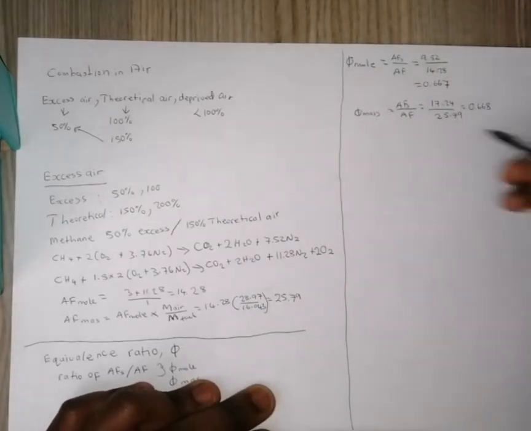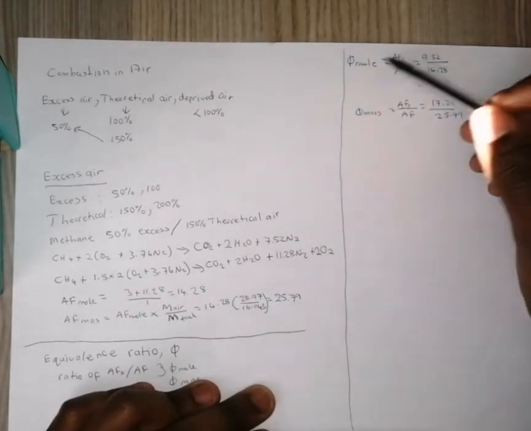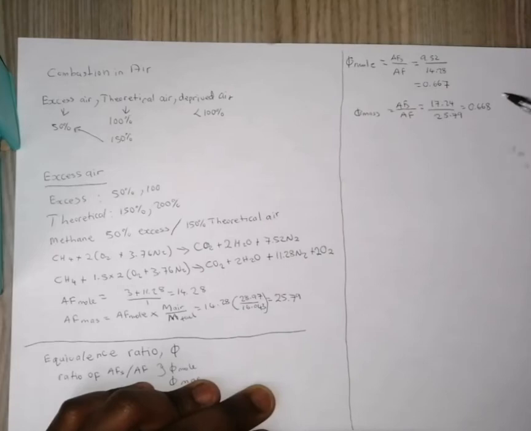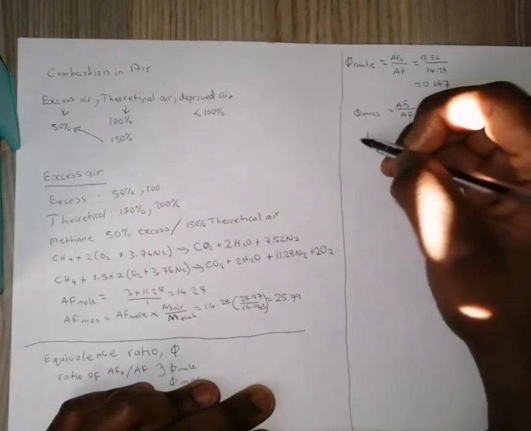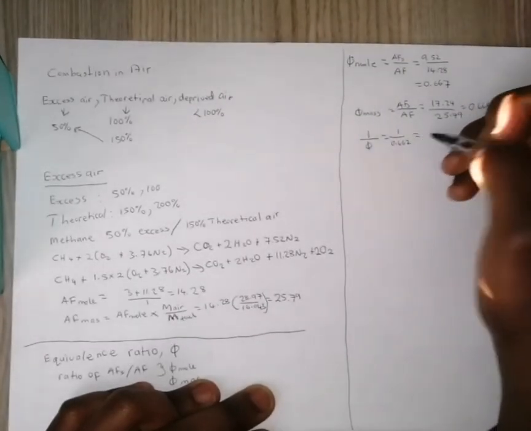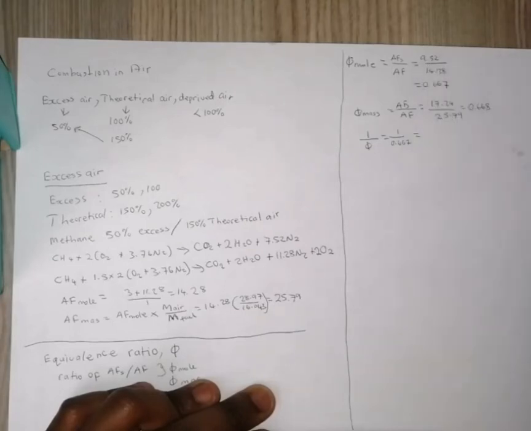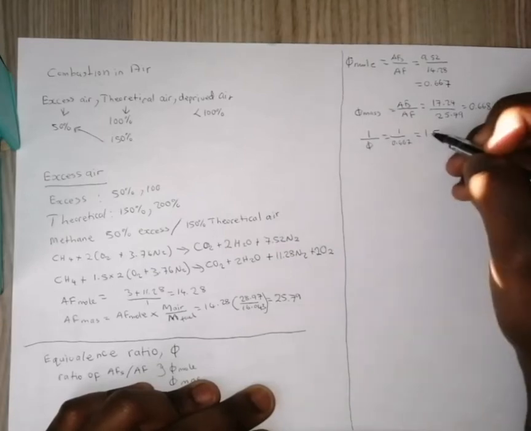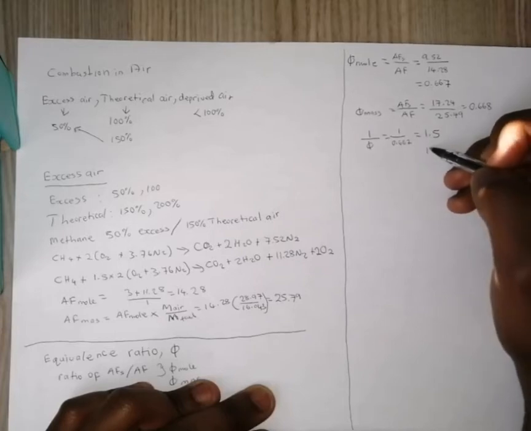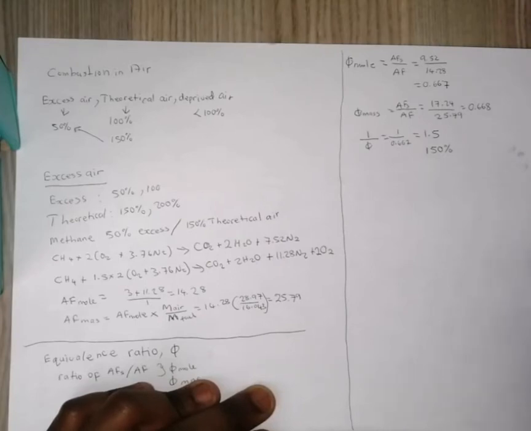So what we're now going to do is try the inverse of this. Note that the equivalence ratios, both mole and mass, are the same; they are equal to each other. So the inverse of the equivalence ratio is 1 divided by the answer, approximately 1.5. This 1.5 tells us that our air was at 150% theoretical air.